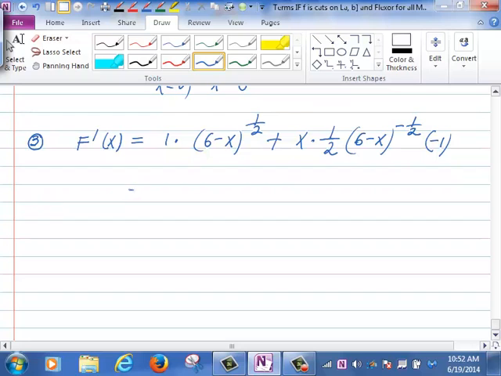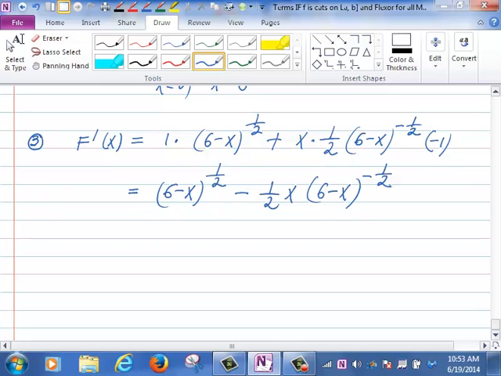Is everybody doing okay with what we did so far? So this is (6 minus x) to the half, minus, let me write it as half x (6 minus x) to the negative half. Is everybody okay with that? These calculations are okay to you? Okay, how do we simplify this?